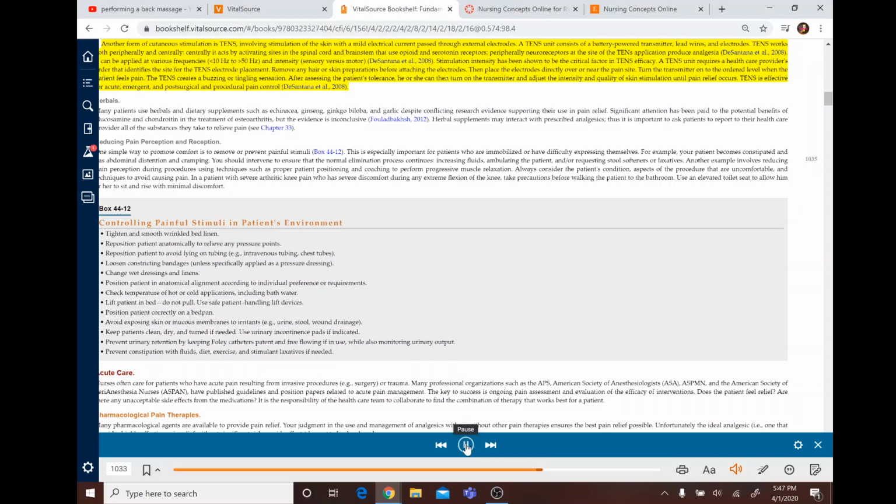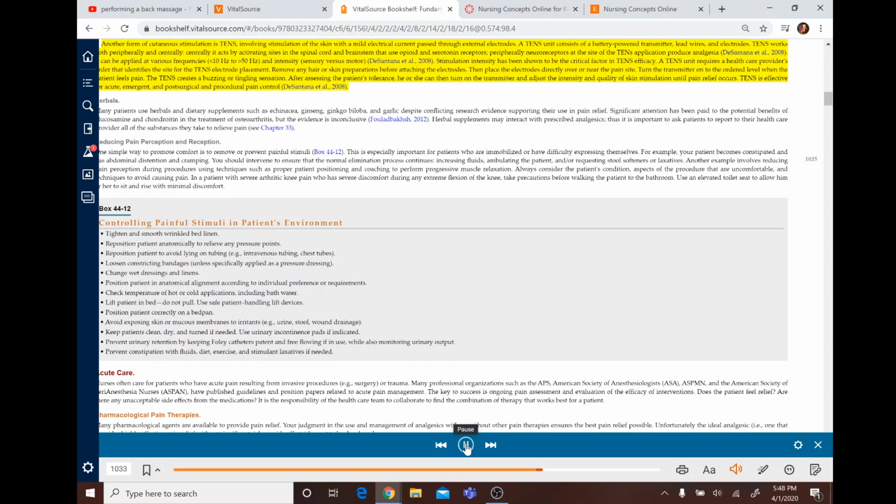Another form of cutaneous stimulation is TENS, involving stimulation of the skin with a mild electrical current passed through external electrodes. A TENS unit consists of a battery-powered transmitter, lead wires, and electrodes. TENS works both peripherally and centrally. Centrally it acts by activating sites in the spinal cord and brainstem that use opioid and serotonin receptors. Peripherally, neuroreceptors at the site of the TENS application produce analgesia.